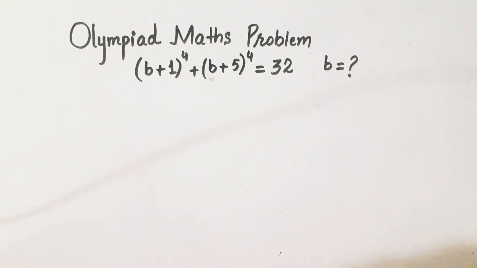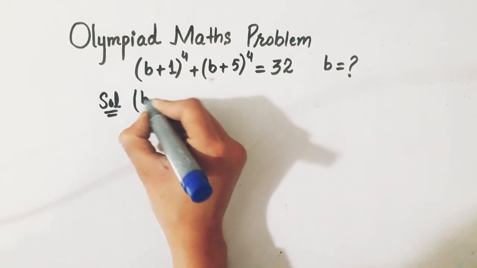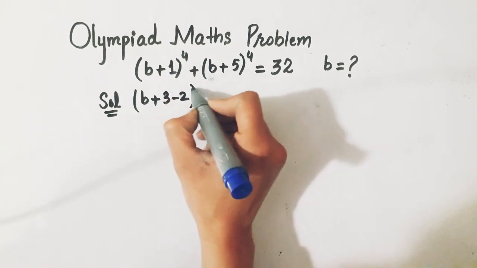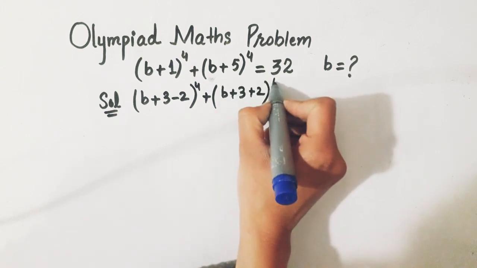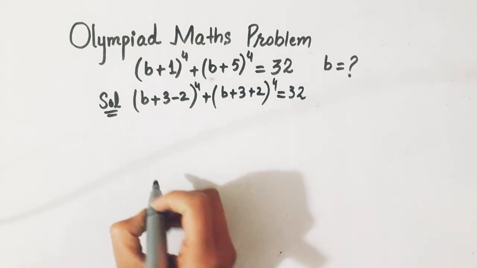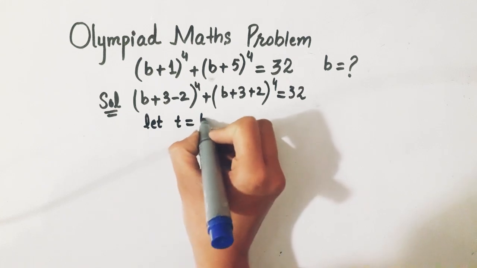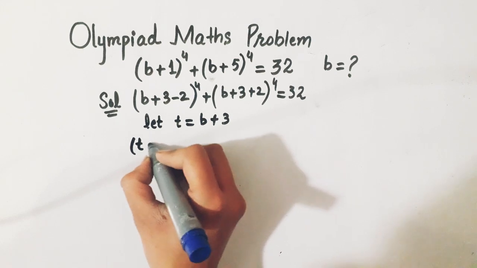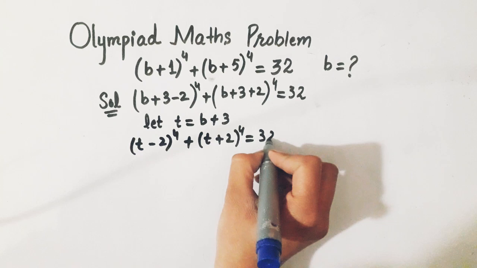First of all, make a supposition here. You can write (b+3-2), because 3 minus 2 is 1, plus (b+3+2), whole power 4, equals 32. Now let t equal b plus 3. So our equation becomes (t-2)^4 + (t+2)^4 = 32.